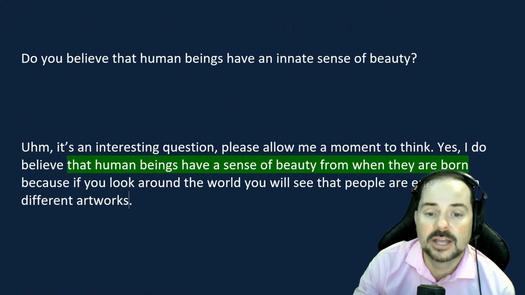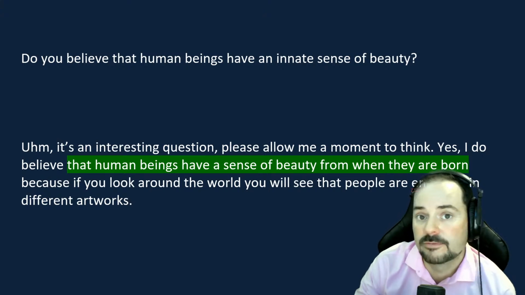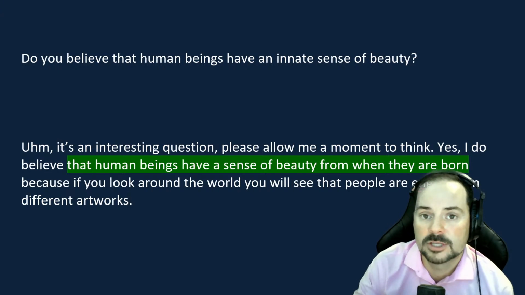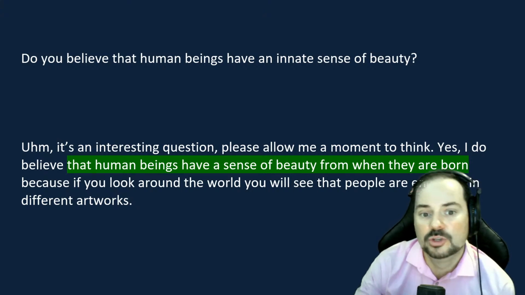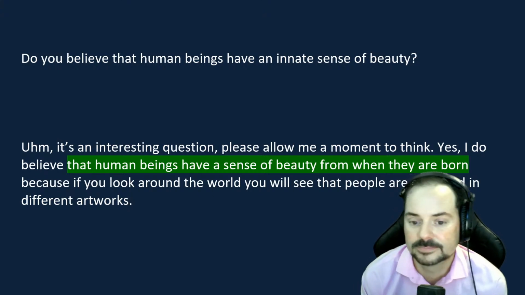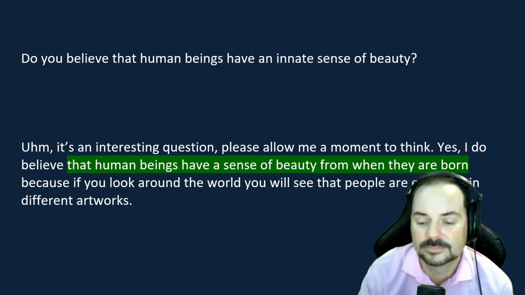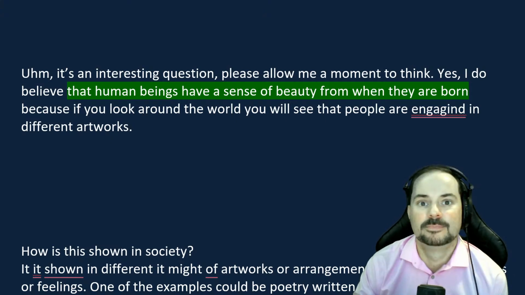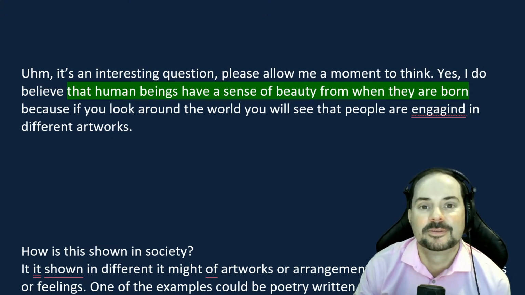Yes, I do believe that human beings have a sense of beauty from when they are born. They do not need to learn that a landscape is beautiful or that a newborn baby is beautiful. They have this feeling from the start. Okay, do you believe that human beings have an innate sense of beauty? Yes, I do believe that human beings have the sense of beauty when they are born. They don't have to learn that the landscapes are beautiful or the newborn babies are beautiful. It's what they get from their first sight. It's what they feel from the first sight.